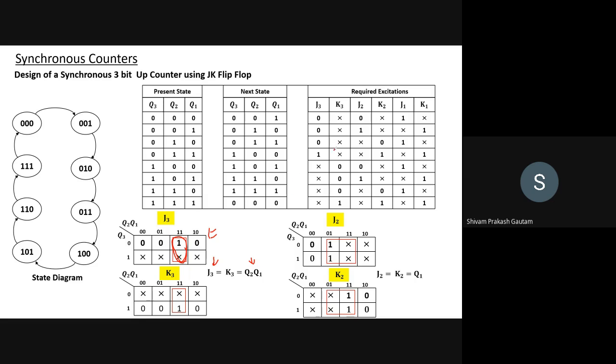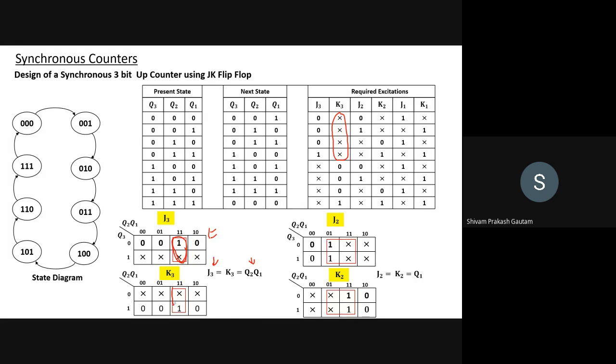Okay. Now we will see for K3. Now K3, you can see from 0 to 3, it is don't care. And then it is having 1 at 7. So you can see it is having 1 at 7.